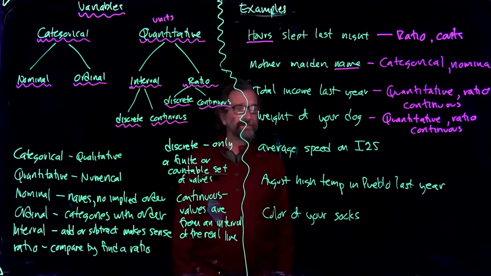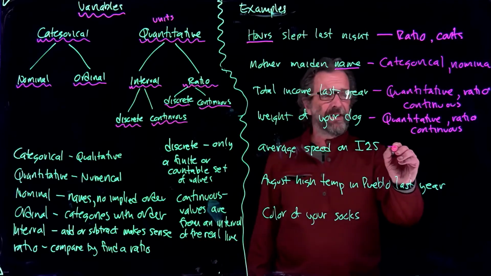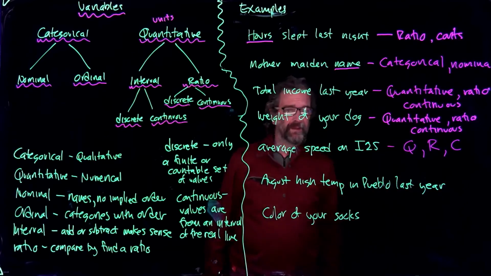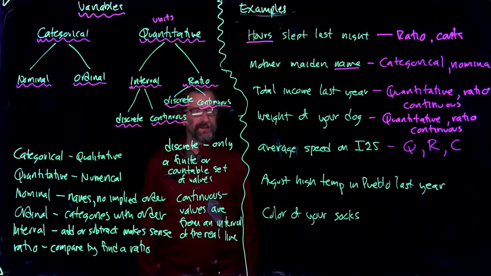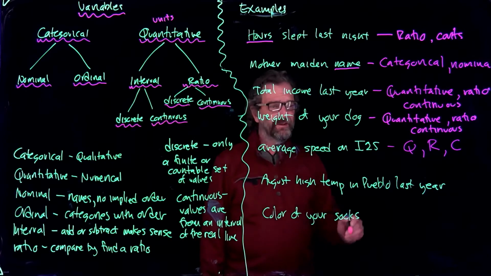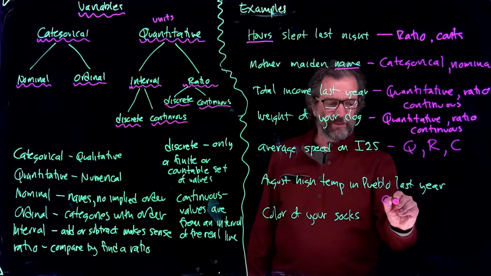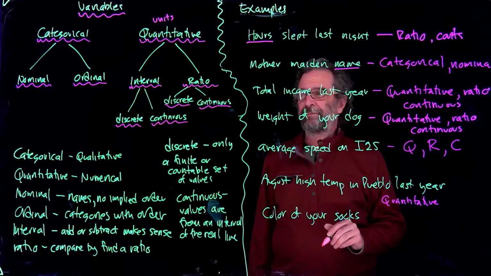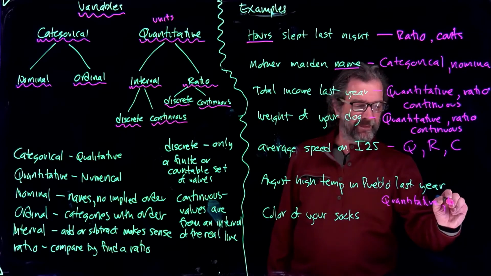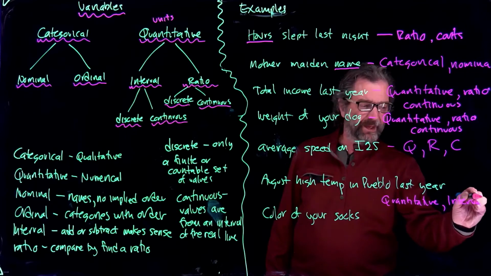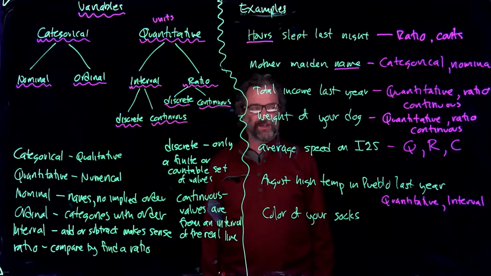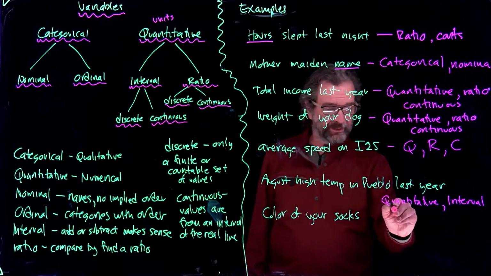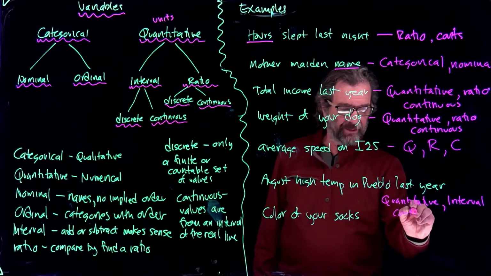Average speed on I-25, oh, we got the same stuff again. It's quantitative, it's ratio, it's continuous. August high temperature in Pueblo last year. We got quantitative, this is a number. It's temperature, so it's only interval, because 0 has been decided for us by whoever set the scale. It doesn't represent no temperature. And then probably continuous, if you measured it accurately.